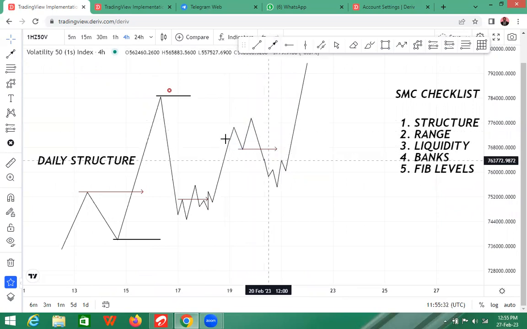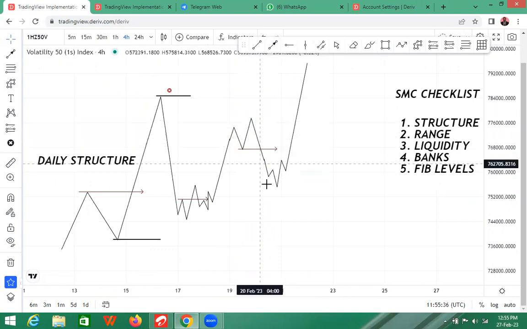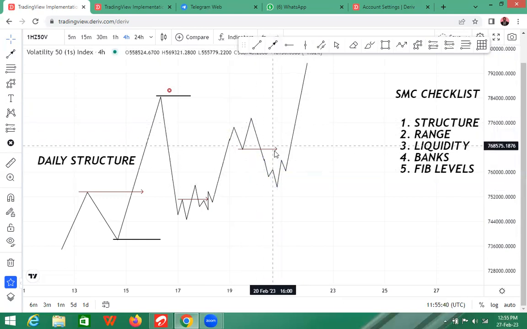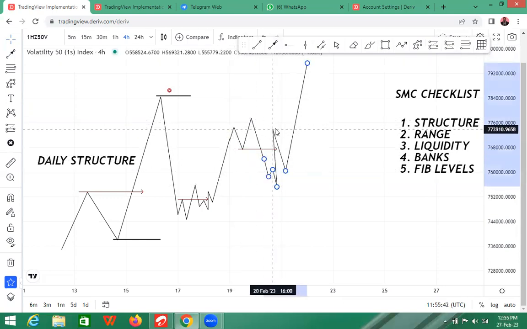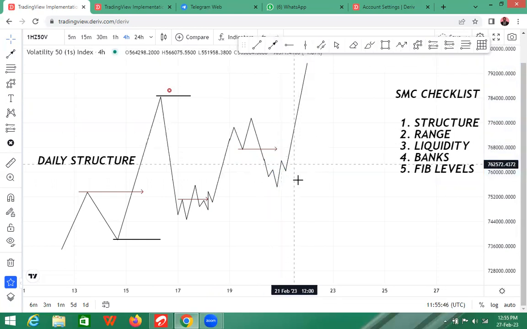This is what we call reaccumulation. It broke down to reaccumulate. It broke this structure to reaccumulate. So don't wait for price to come here and then you sell. No. Just look out for a lower time frame reaccumulation.